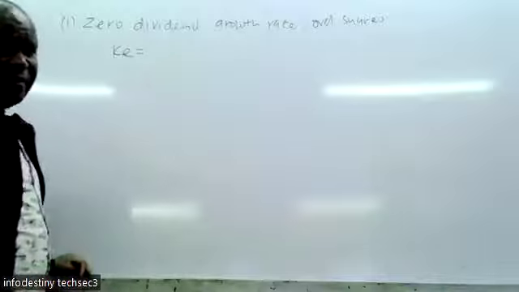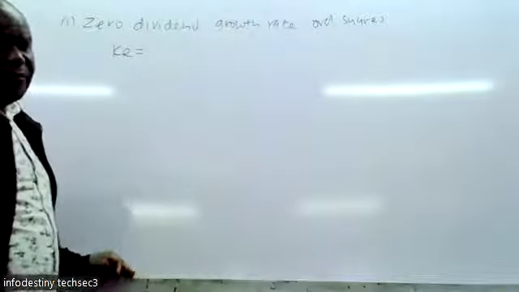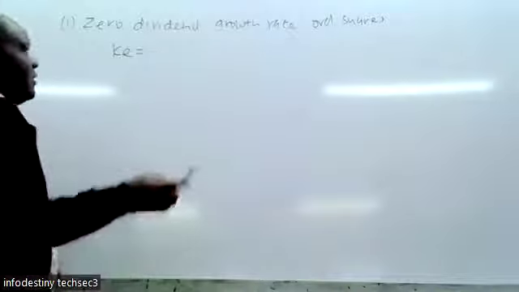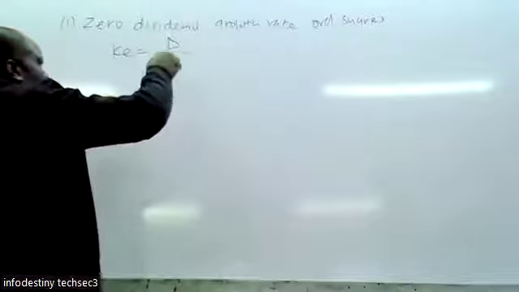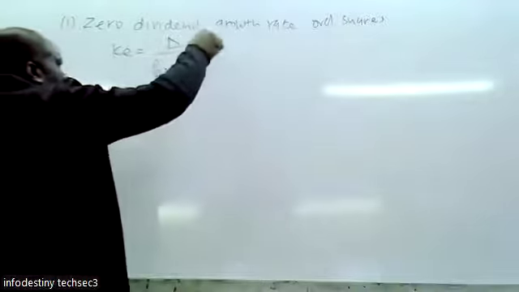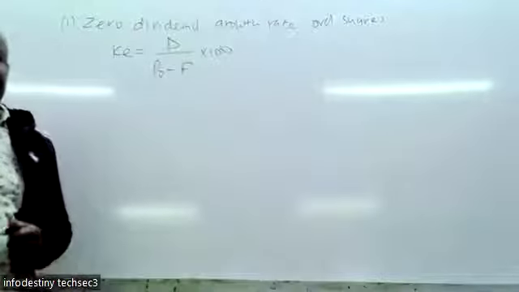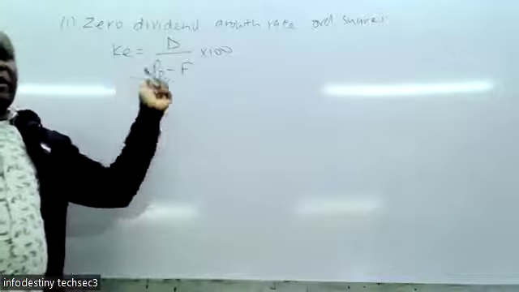I'm simply giving the formula on how to compute the cost of capital. So KE will be referring to the cost of the ordinary share. It will be equal to D divided by PO minus the flotation cost. Then we express it as a percentage.